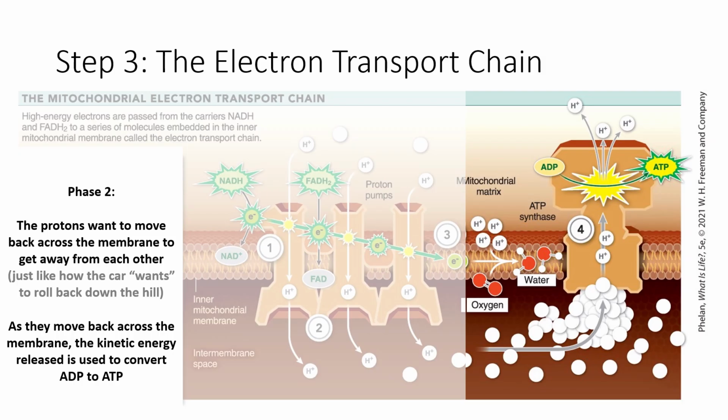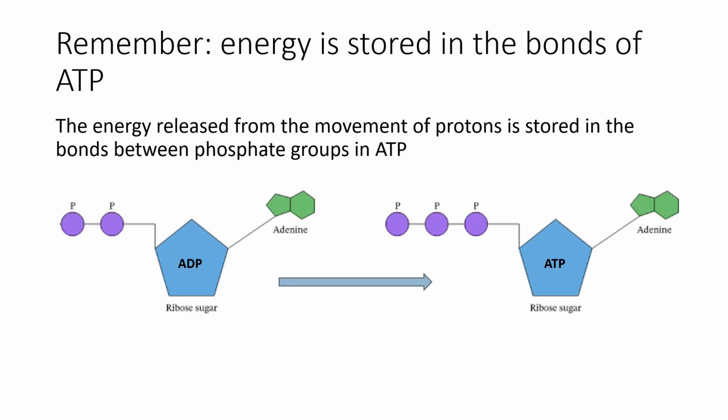Those protons want to get away from each other and move back across the membrane. So as they rush back inside the inner membrane, the potential energy is converted to kinetic energy. This kinetic energy is used to convert ADP to ATP. Remember that energy is stored in the bonds of ATP. So what's actually happening here is a phosphate group is being added to ADP, converting it to ATP. Now there is energy stored in that bond in ATP.